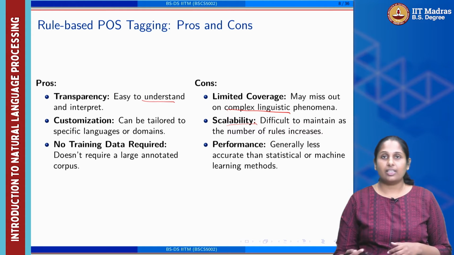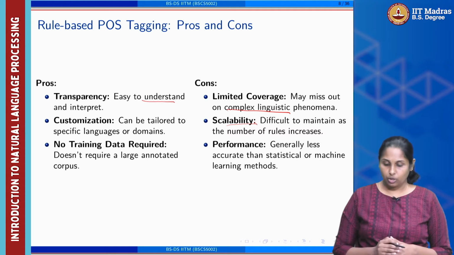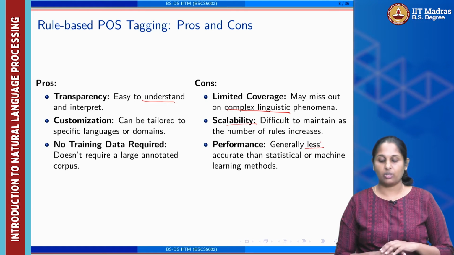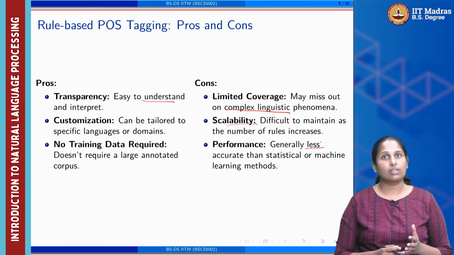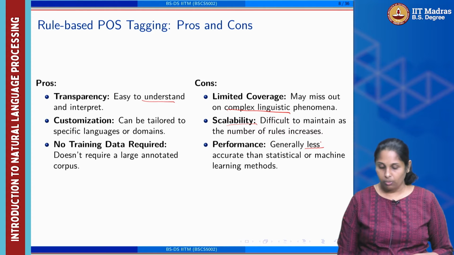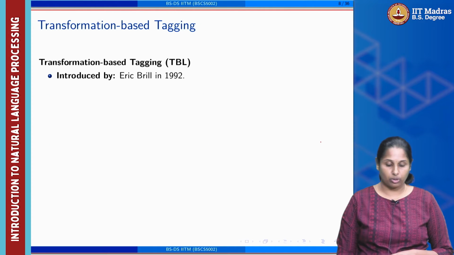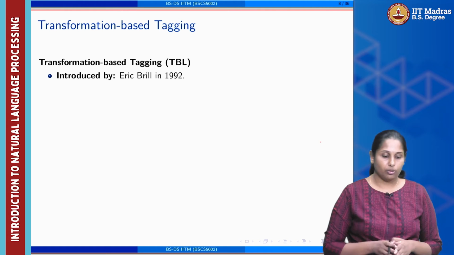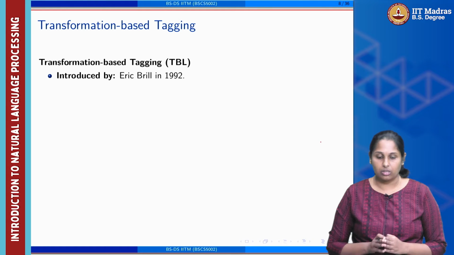When the rules increase, again scalability is an issue, and it is less accurate when you compare it with statistical or machine learning methods, but it is one of the initial methods people started working on, building rule-based POS tagging. And the second method that has been popularly used is transformation-based tagging.